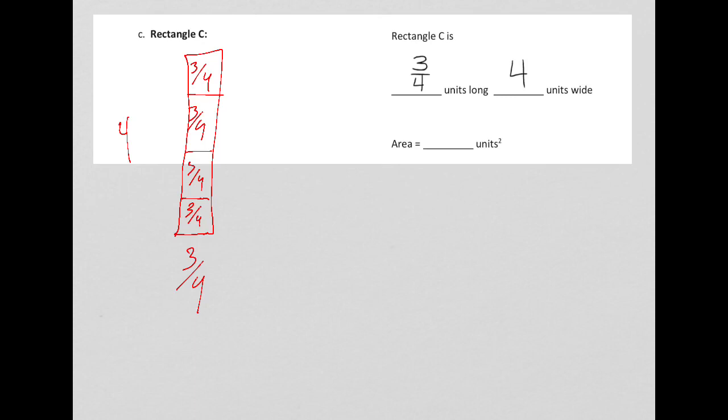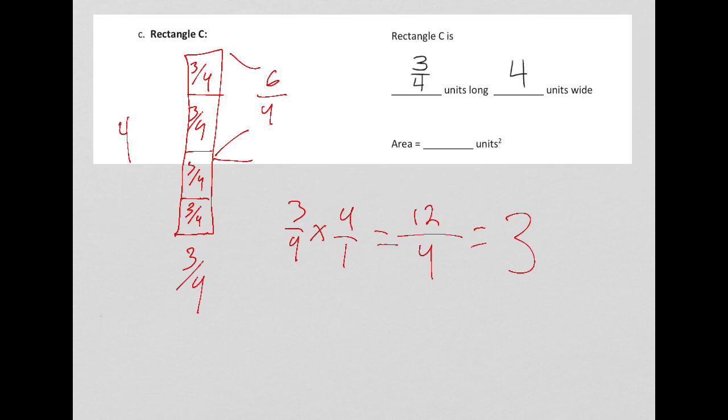We can do that by repeated addition. We also can do that by multiplication. 4 over 1. This will give me 12/4, which gives me 3. Let's check that with repeated addition. I'll just break it apart on here. 3/4 plus 3/4 is going to give me 6/4. 3/4 plus 3/4 is going to give me 6/4. 6/4 plus 6/4 is going to give me 12/4. Same answer. Awesome. So our area is 3 units squared.